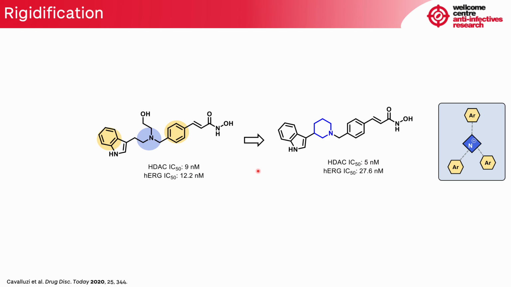But again, that strategy was not as successful as one would say, because 27 nanomolar is still a very potent hERG inhibitory activity. So probably more modifications would be needed to this structure in order to free that molecule from any kind of hERG inhibitory properties.